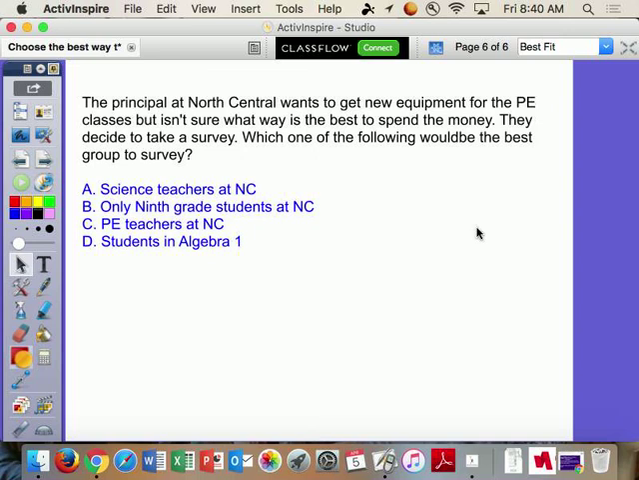Again, think about, who is this for? What are we trying to accomplish with this survey? We're trying to figure out the PE equipment. Who's going to know that best? The 9th graders? The science teachers? The students in Algebra 1, that's a math class? Or the PE teachers, the teachers who are actually teaching the class every single day? Probably the PE teachers. Okay?